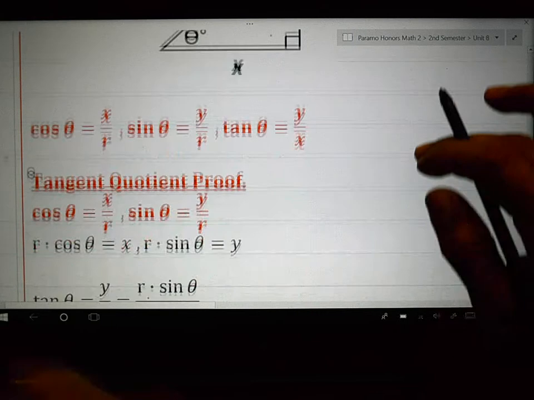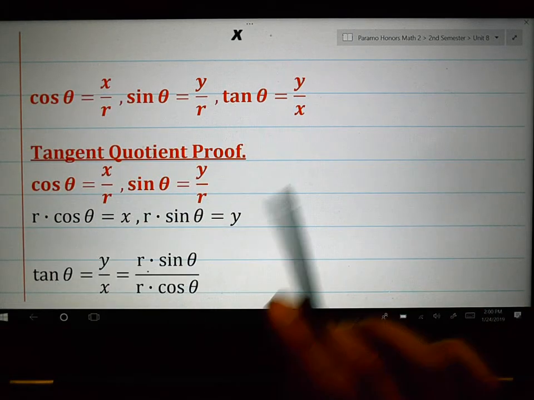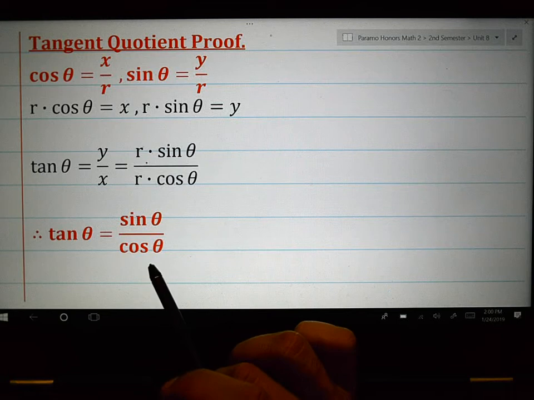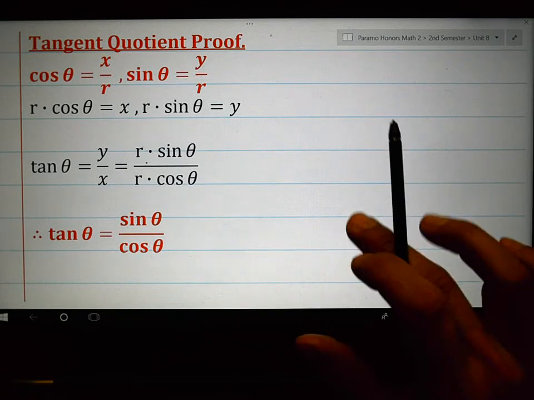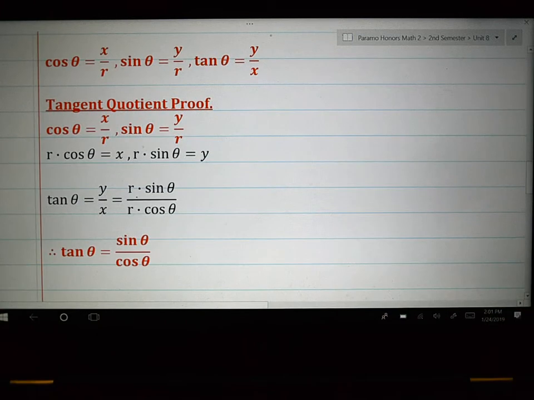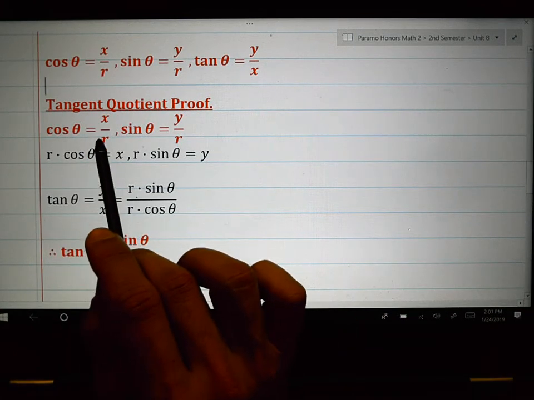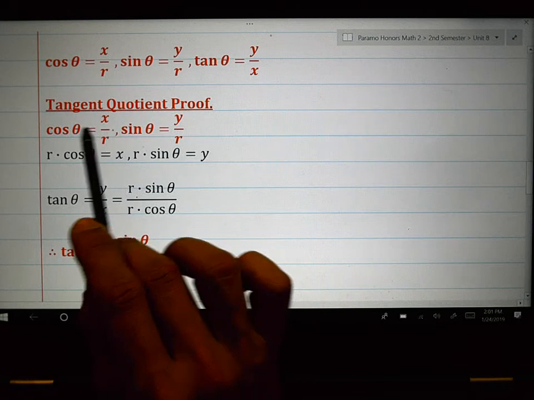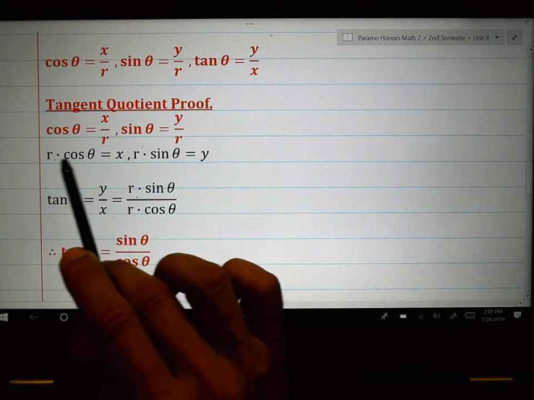As a matter of fact, the tangent is equivalent to the sine divided by the cosine. There is a proof of this in your notes. I'll just lightly talk about it. If you know that the cosine of theta is x over r, and you multiply this side by r and this side by r, you would get this equation: x is equal to r cosine theta.